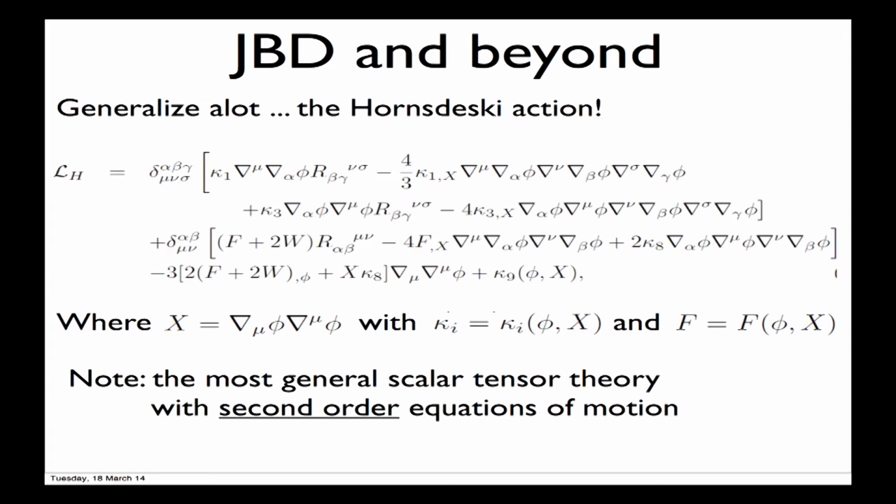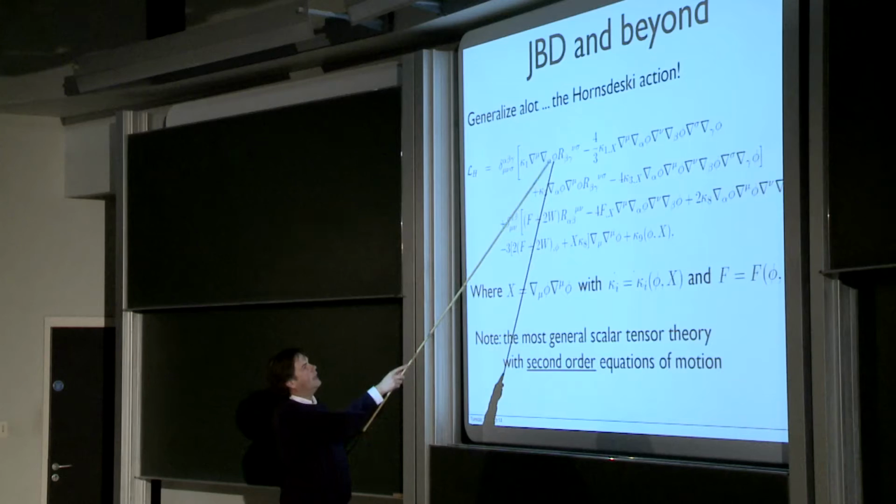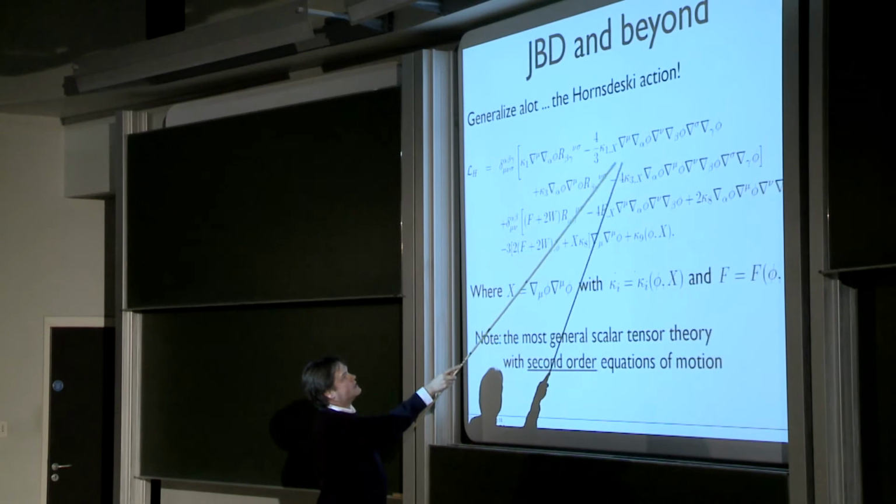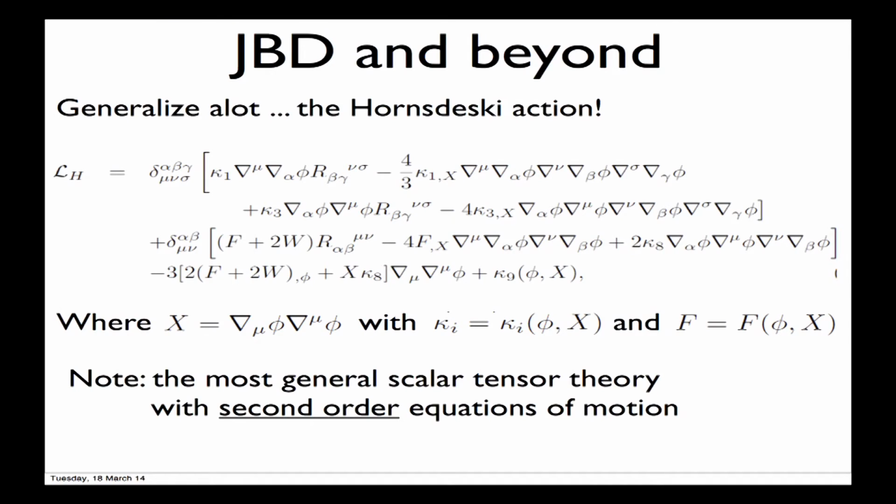And you end up with this beast called the Horndeski action. I mean, I could go into it, but I don't really think you want me to. You've got a scalar field here. These things here, these kappas, and this kappa 3, these are functions of the kinetic term of the scalar field and the scalar field itself. You know, it's an enormous beast.